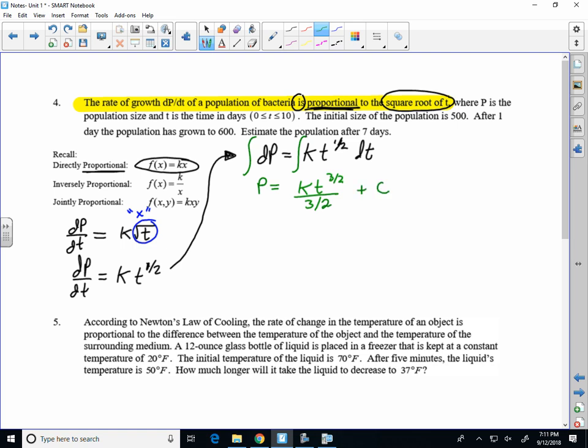And we're only going to clean it up because it serves our purpose to clean it up. We need to do something with this. It's going to be better to just have it in a cleaner form. So p would be equal to, keep change flip, 2/3 kt to the 3/2 plus c.